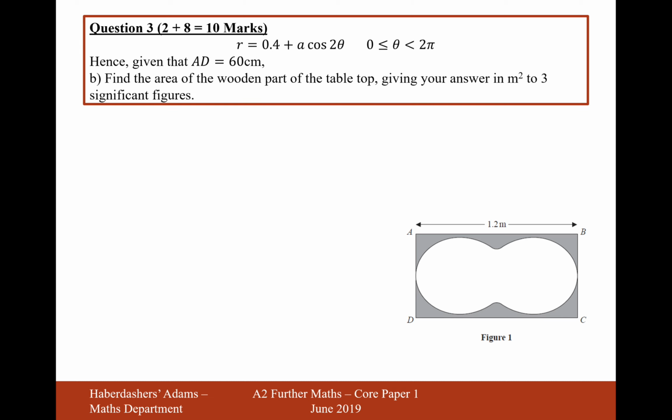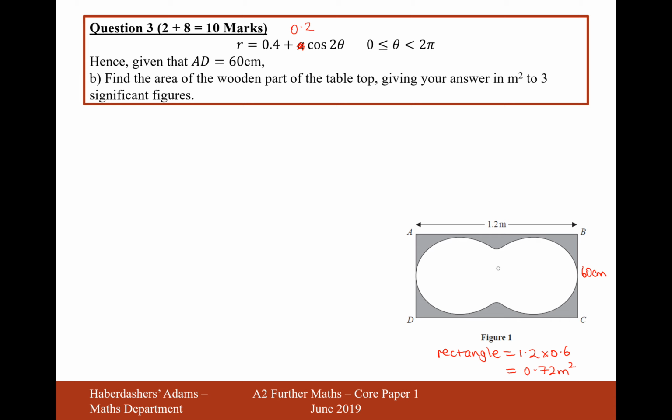Now that we know a is equal to 0.2, let's write that in there. Hence, given that the length AD is 60 centimetres, find the area of the wooden part of the tabletop, giving your answer in metres squared to 3 significant figures. Well, the area of the rectangle is 1.2 times 0.6, which is 18 over 25, or 0.72 metres squared.